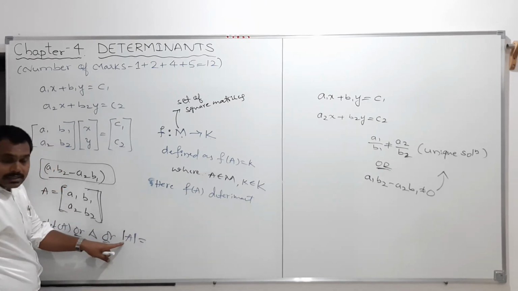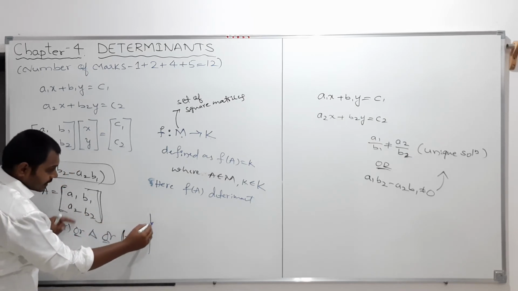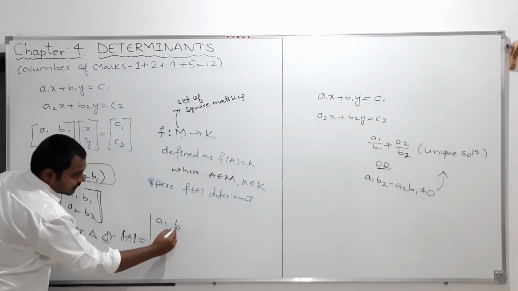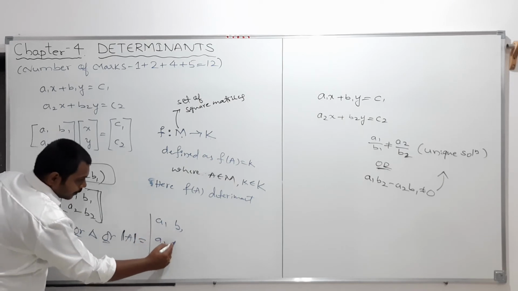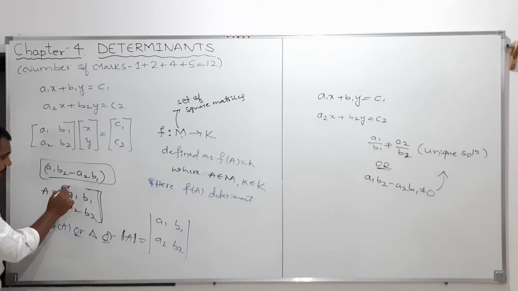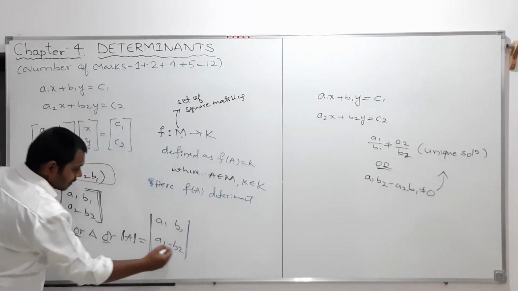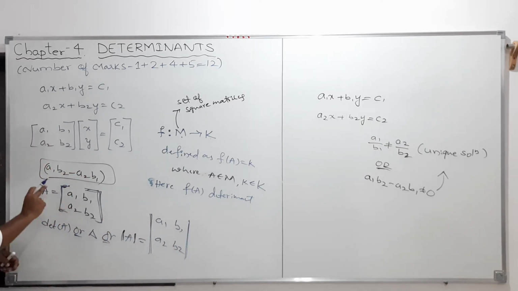We put the sign like this, determinant of A, and we write the elements again within the straight lines. So the square bracket indicates the matrix, and this indicates the determinant. For any given matrix A, the notation will be like this.